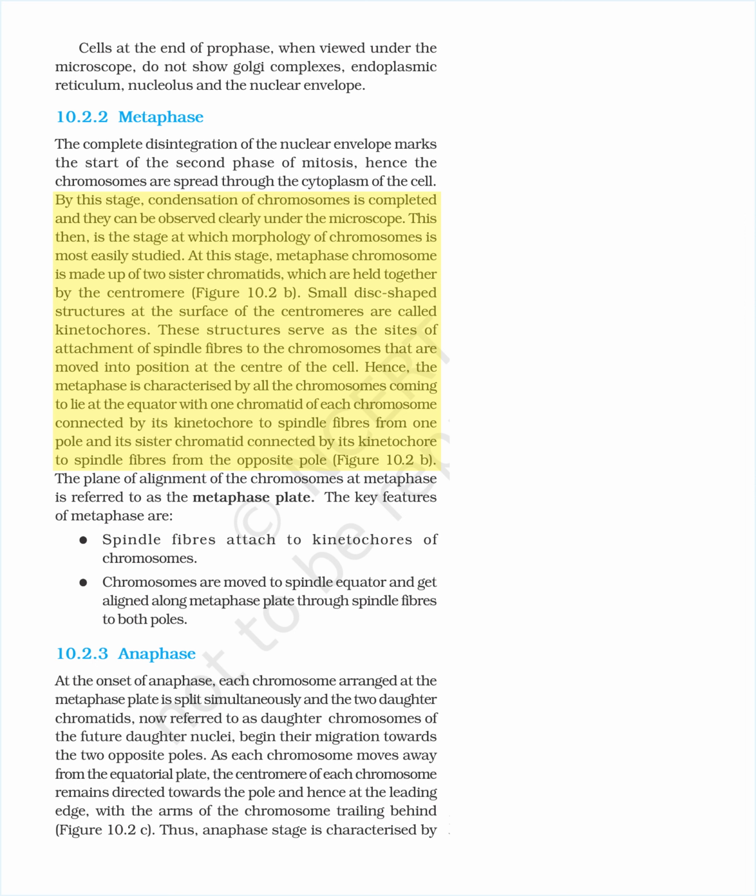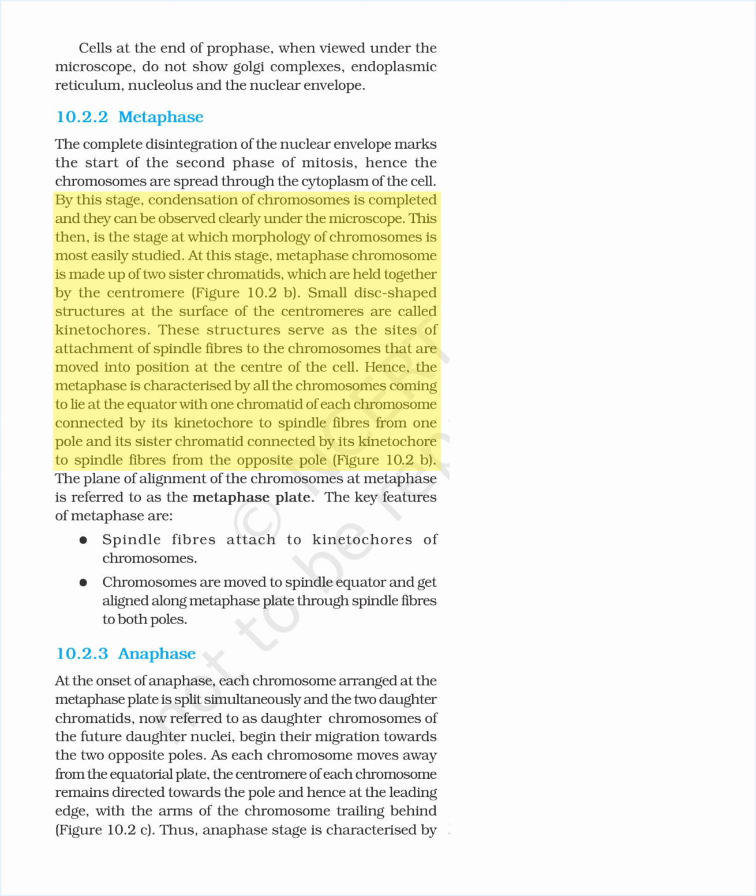At this stage, a metaphase chromosome is made up of 2 sister chromatids, which are held together by the centromere, figure 10.2b. Small disc-shaped structures at the surface of the centromeres are called kinetochores. These structures serve as the sites of attachment of spindle fibers to the chromosomes that are moved into position at the center of the cell.